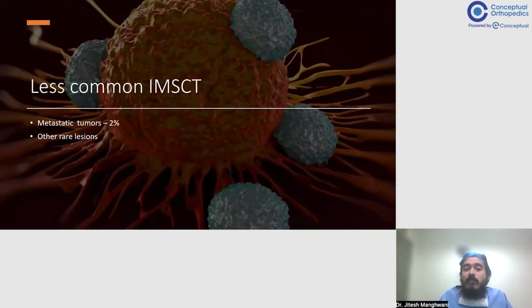A less common form of intramedullary tumor is metastatic tumors, which are only seen in 2% of the cases, and there may be other rare lesions that may be seen, but these are very rare and uncommon causes of intramedullary spinal cord tumors.